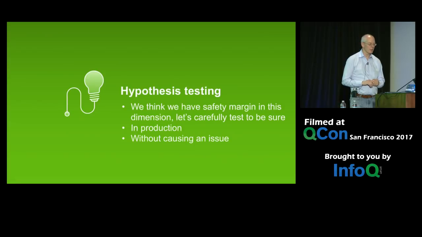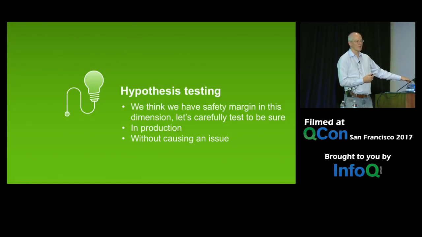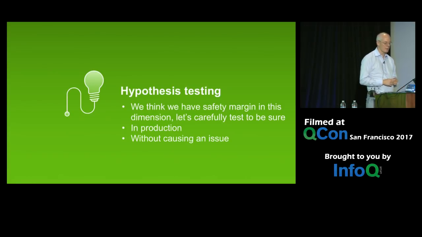That's the safety margin. So we carefully test it by moving traffic from somewhere else, or overloading something, or pushing something up closer to that limit. And if you unexpectedly find the edge of the cliff earlier than I was expecting, I stop quickly and back out, right? That's what we're trying to do. We don't want to cause an issue.